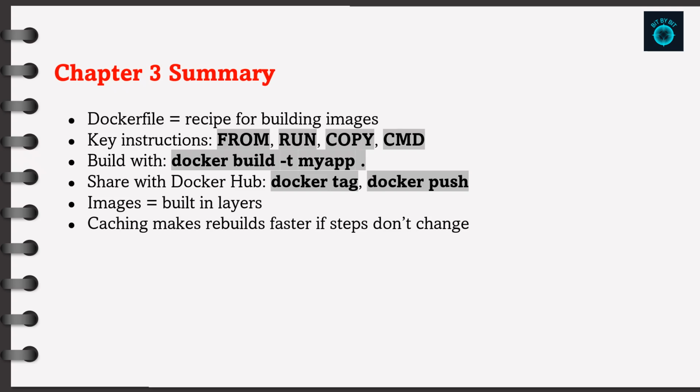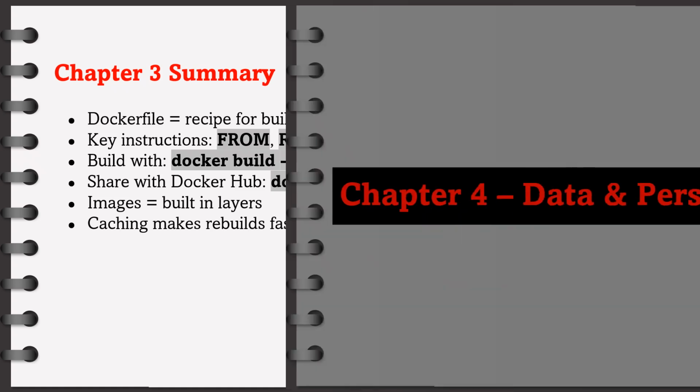Then we looked at how images are made of multiple layers. Each line in the Dockerfile adds a new layer. Finally, we explained caching. If a layer hasn't changed, Docker reuses it to make builds much faster.